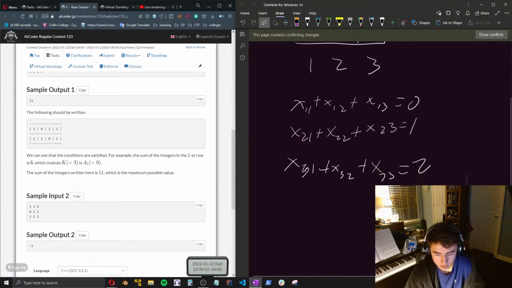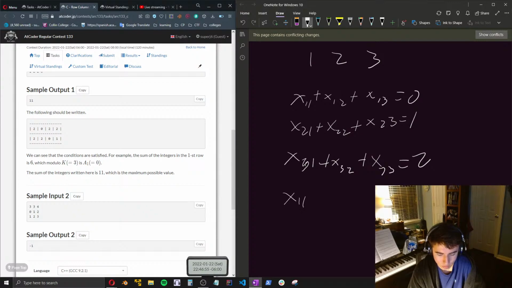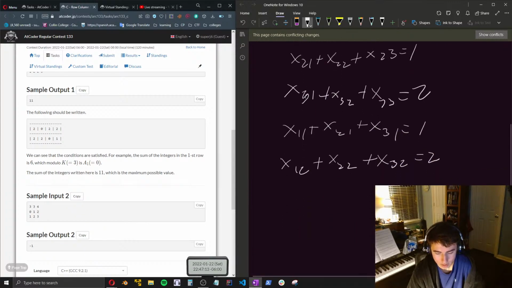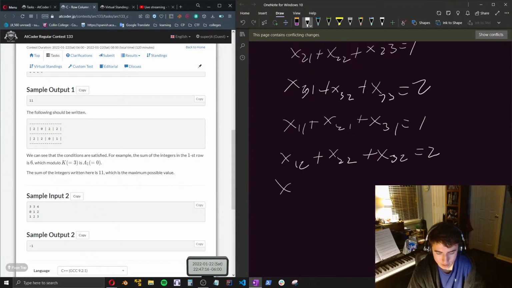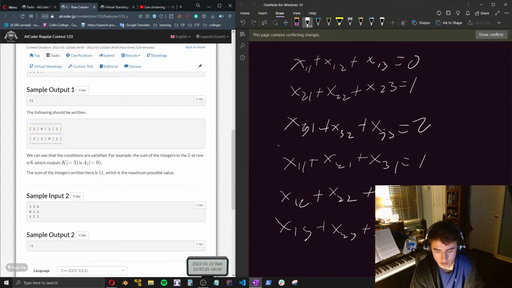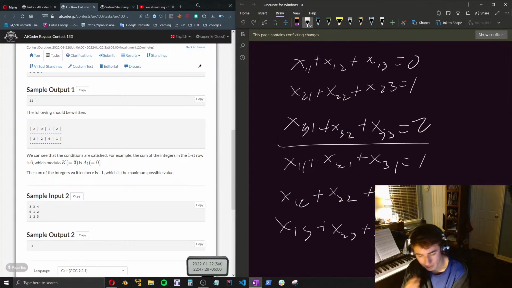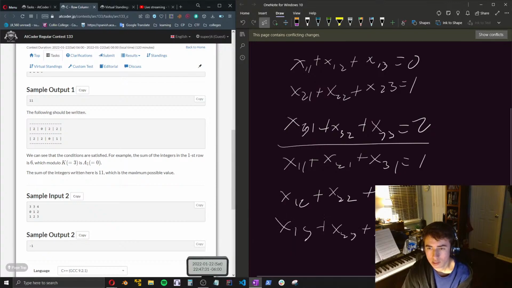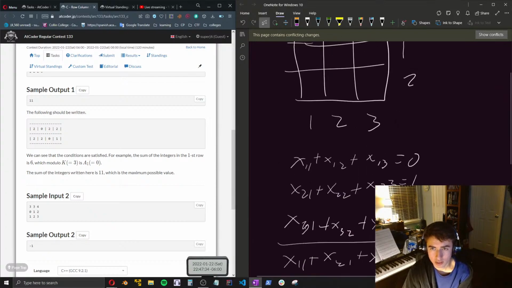And we have x11 plus x21 plus x31 equals 1, x12 plus x22 plus x32 equals 2, x13 plus x23 plus x33 is equal to 3. So these are your equations. What am I going to do about these equations?